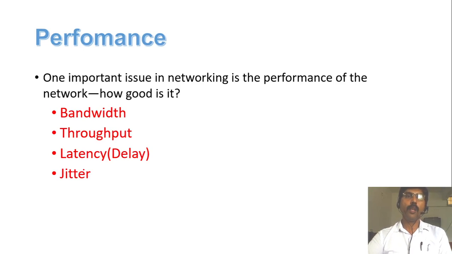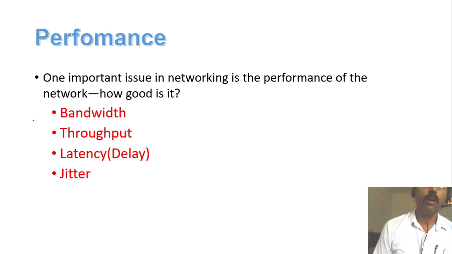Next topic is actually performance. One of the important issues in networking is performance. That indicates how fast, how better your networking is, whether your network is good or bad. That can be explained by some properties like bandwidth, throughput, latency, or jitter.